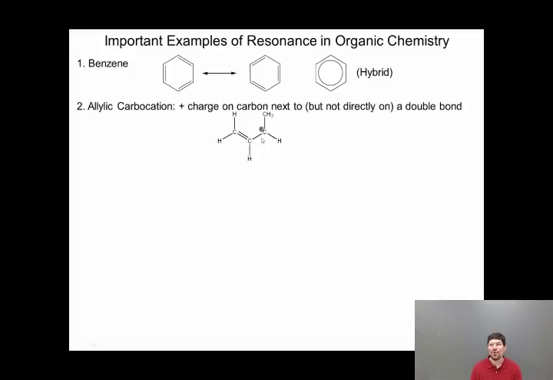Okay, so we have a 4-carbon chain here. We have a double bond between carbons 1 and 2 and a positive charge on carbon 3. When you get to a unit on organic reactions, you'll understand how we arrive at such a species. But for now, let's just look at it from the perspective of resonance. Can I draw another resonance structure for this ion?